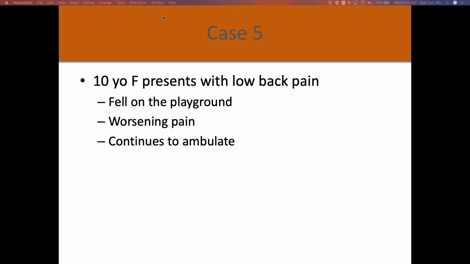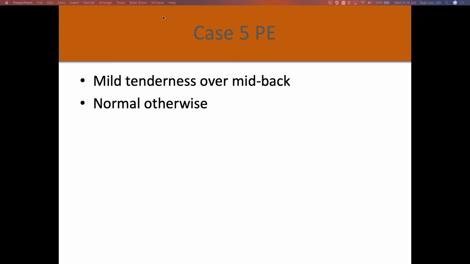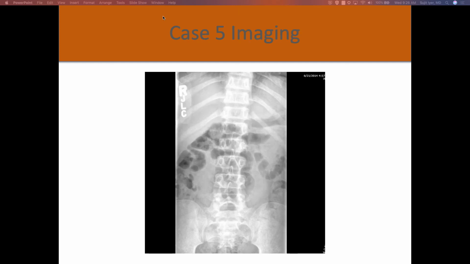Case number 5. So here we have a 10-year-old female. She's coming in again with low back pain. She fell on the playground, has worsening pain, but continues to walk. Mild tenderness over her mid-back, otherwise looks normal. No other deficits. And this is what you get on X-ray.